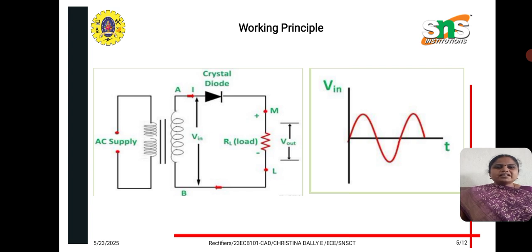Here we are connecting the supply, that is the transformer. We have the diode, and in series with the diode we have connected the resistance RL, that is the load resistance. When the supply is given, during the positive half cycle the diode will conduct, but during the negative half cycle the diode will not conduct; it is suppressed. This is the waveform of the input signal we are applying. Only during the positive half cycle is the waveform there; during the negative half cycle it is suppressed.